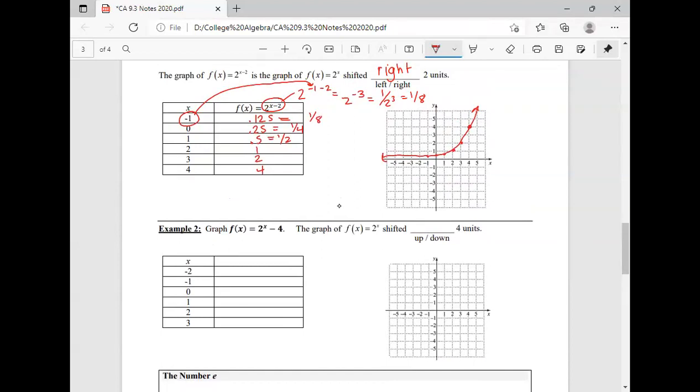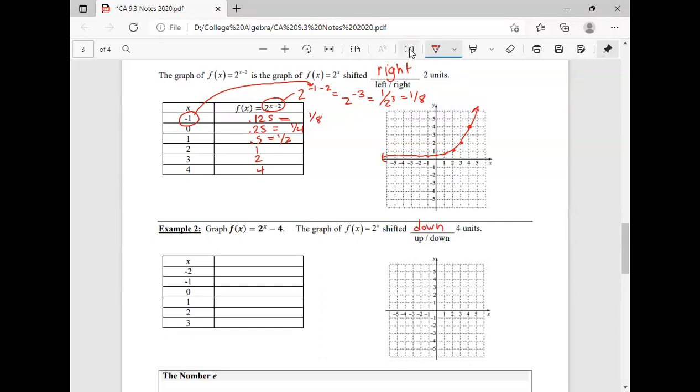Going back to think about translations. If this is going up or down, what do you think is going to happen if it's 2 to the x minus 4? If you're in chat, let's make a prediction. Is it going to be up or down? On Zoom, people. What do you guys think? 2 to the x minus 4, what is it going to do to our graph? Should be down, right? So we think it's going to be going down.